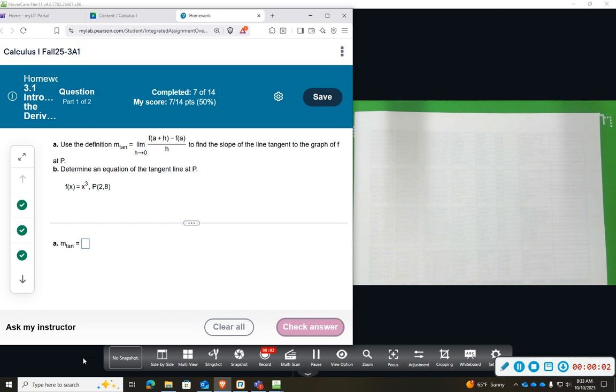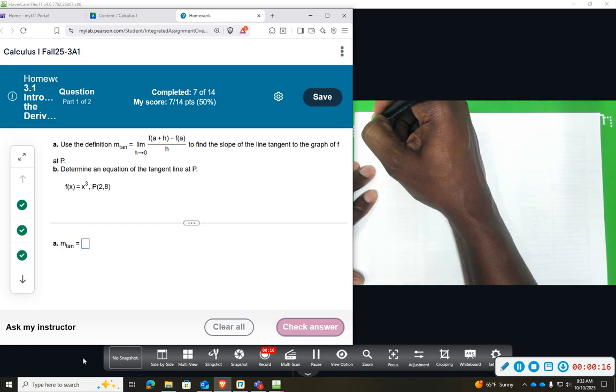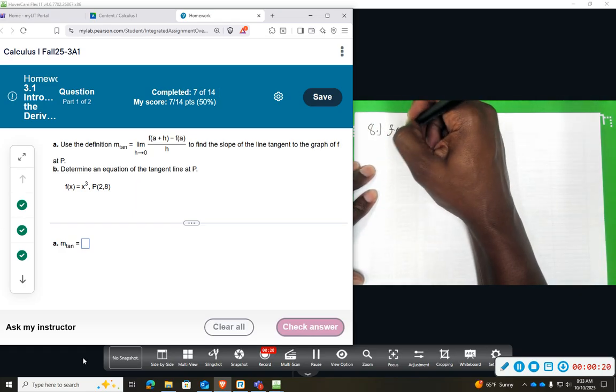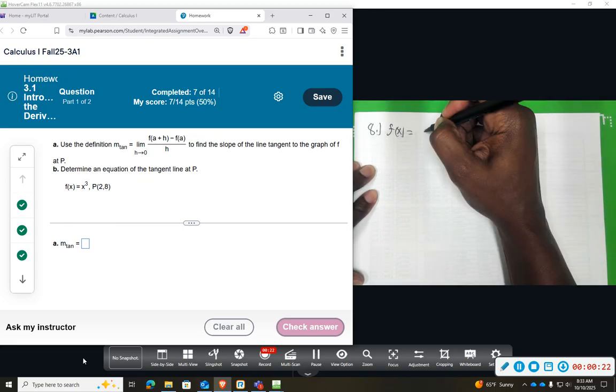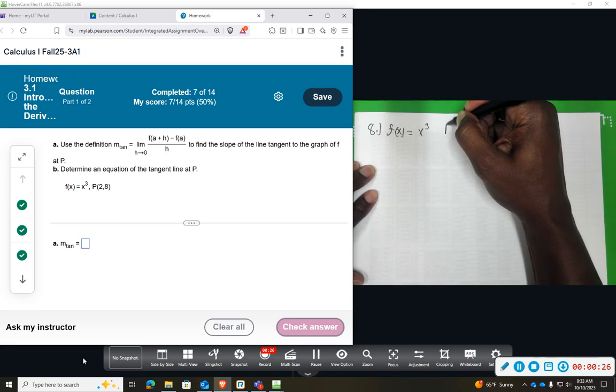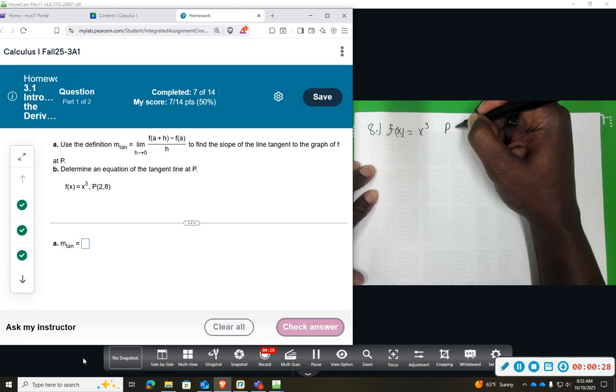All right, question number 8. We want to use the definition m tan for the slope of the tangent line to find the slope of the graph of f at P, and then we're going to determine the equation of the tangent line. So we're given f of x is equal to x to the third power, and the point P that we are using is the ordered pair (2, 8).